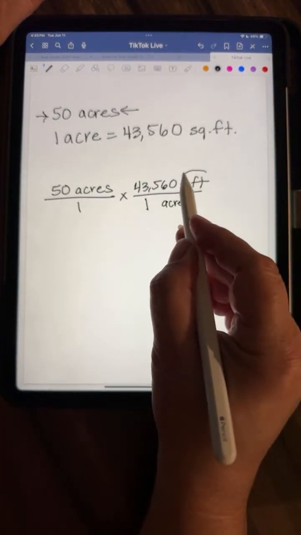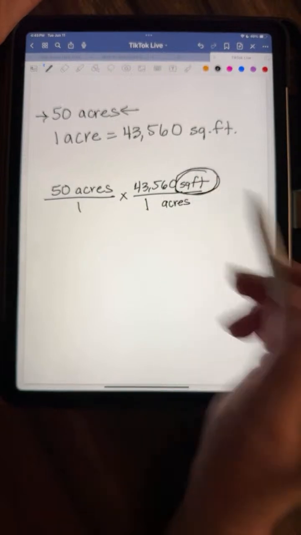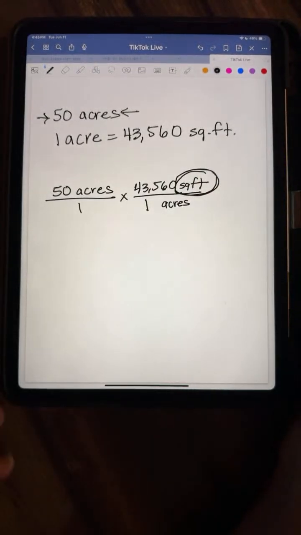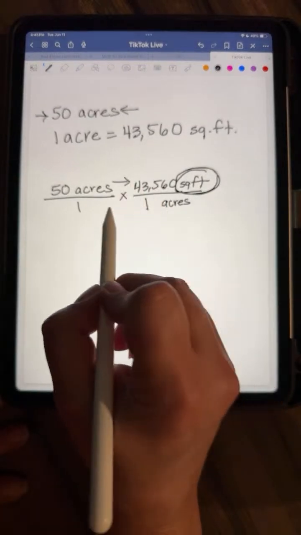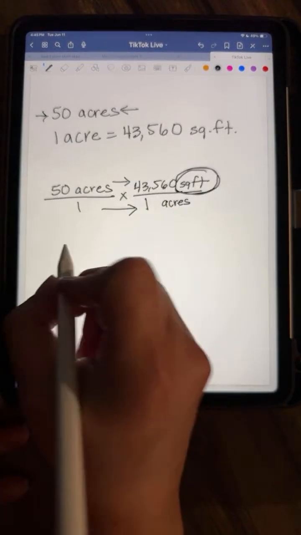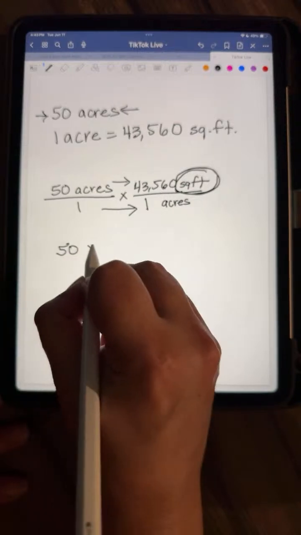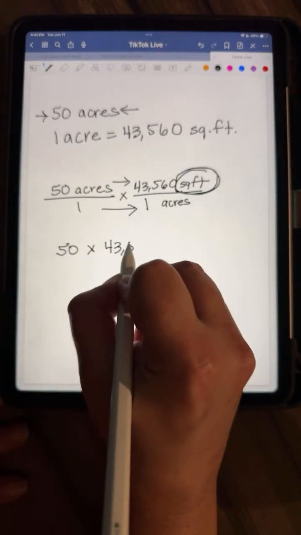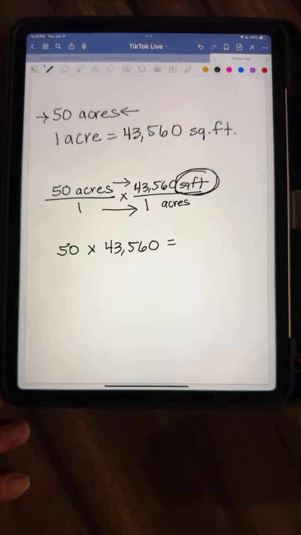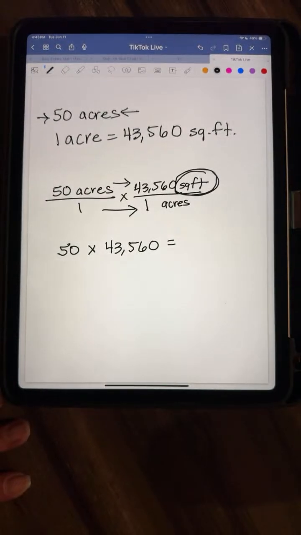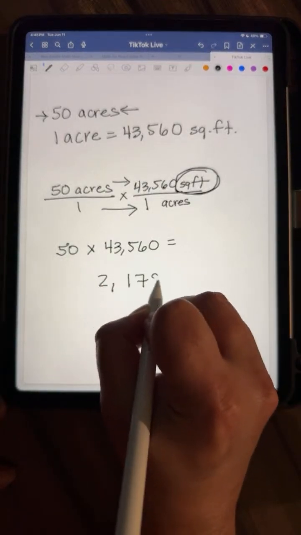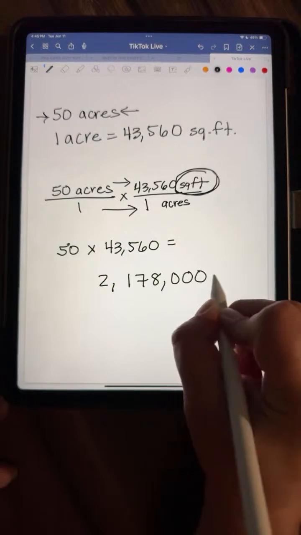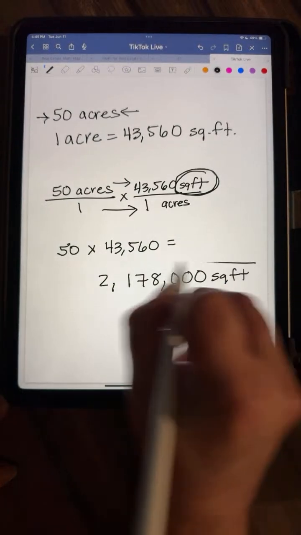So what you finally want, it has to be on the top here. Remember, when you're multiplying fractions, you're just multiplying top with top and bottom with bottom. So really, it's 50 times 43,560. So that is going to equal 2,178,000 square feet.